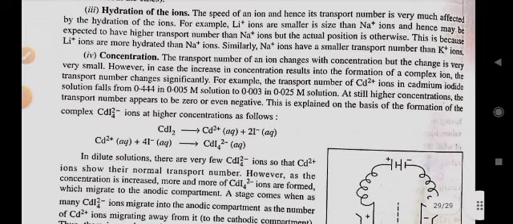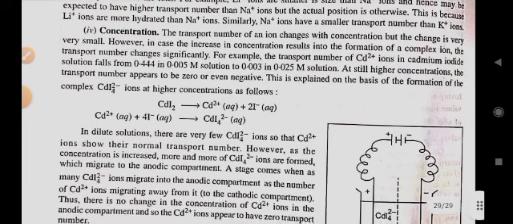Hydration of the ions. The speed of an ion and hence its transport number is very much affected by the hydration of the ions. For example, Li+ ions are smaller in size than Na+ ions and hence may be expected to have a higher transport number than Na+ ion, but the actual position is otherwise. This is because the Li+ ions are more hydrated than Na+ ions. Similarly, Na+ ions have a smaller transport number than K+ ions.